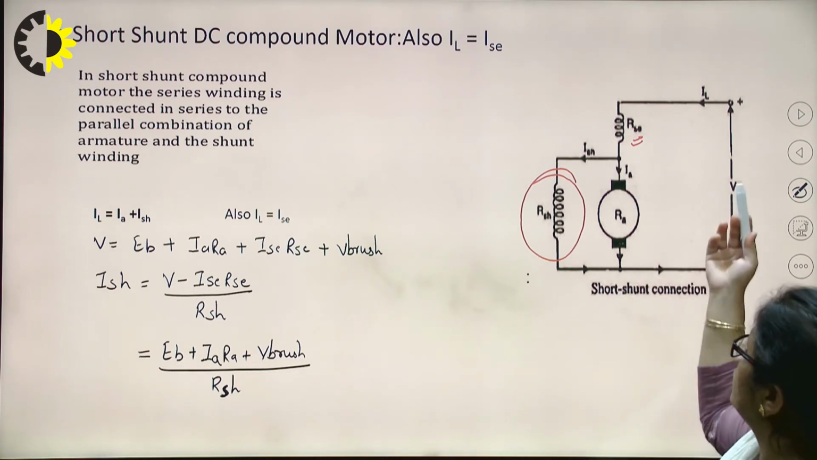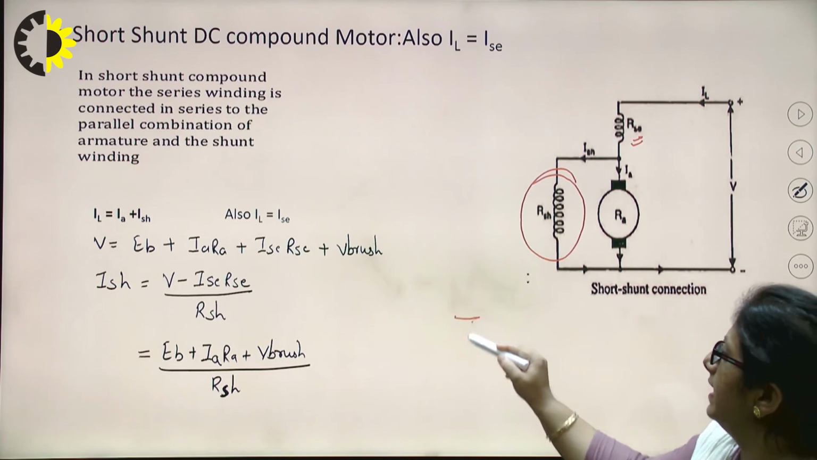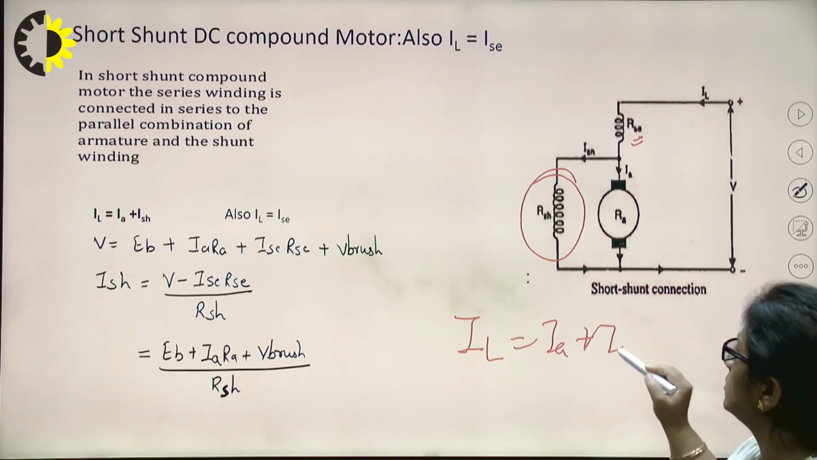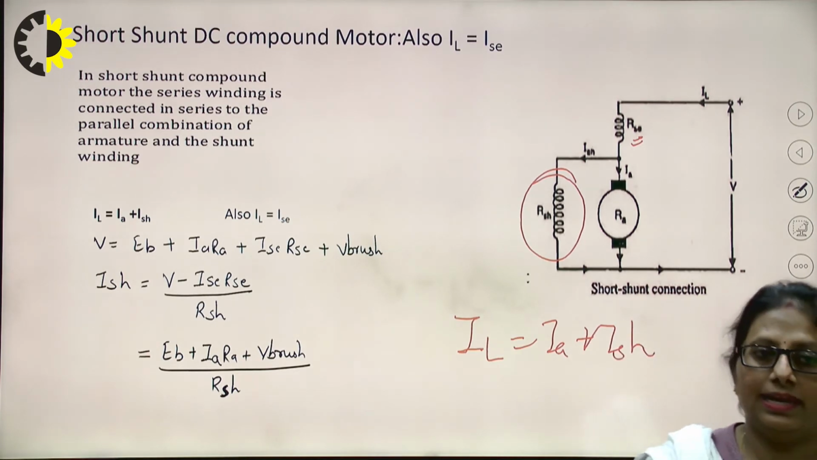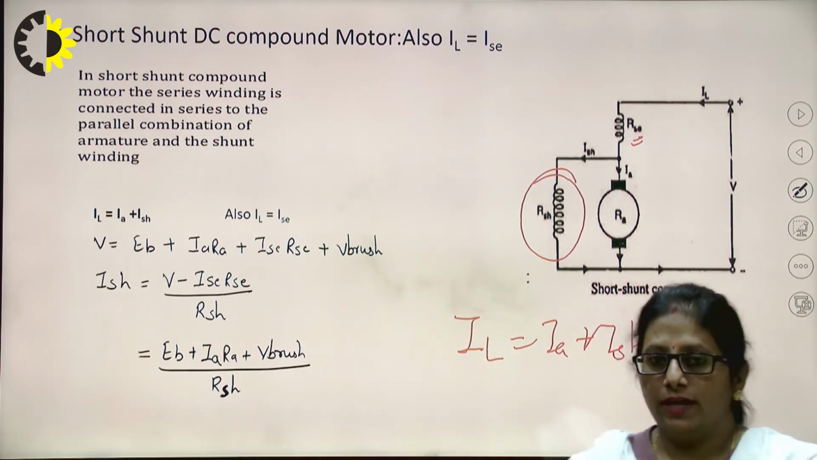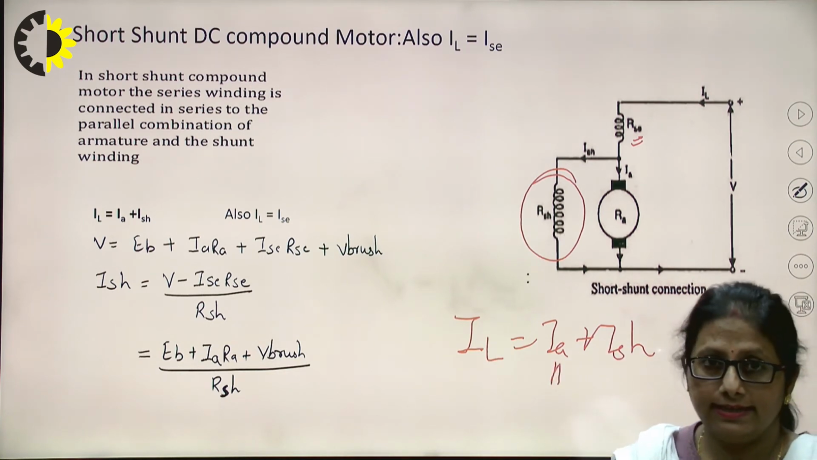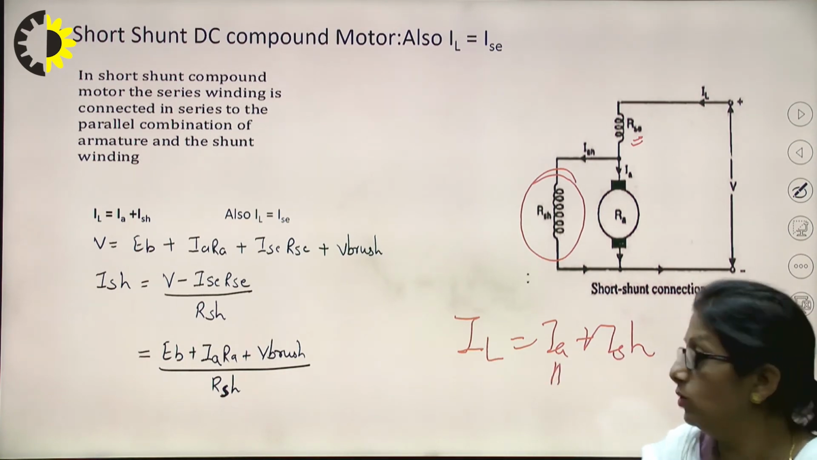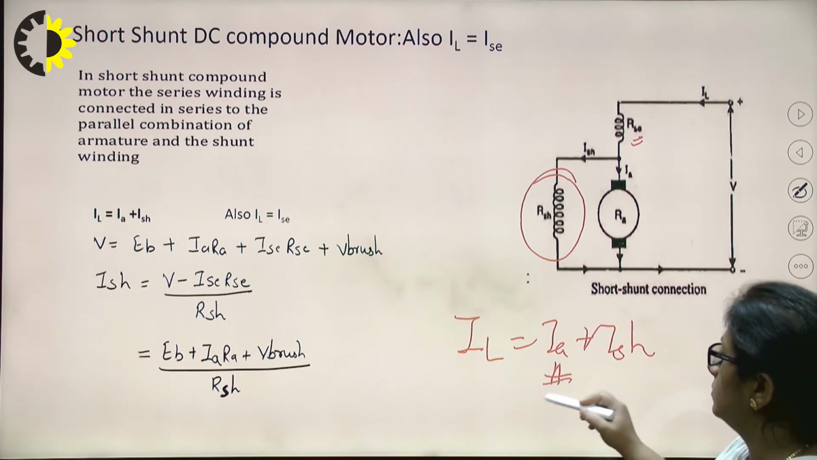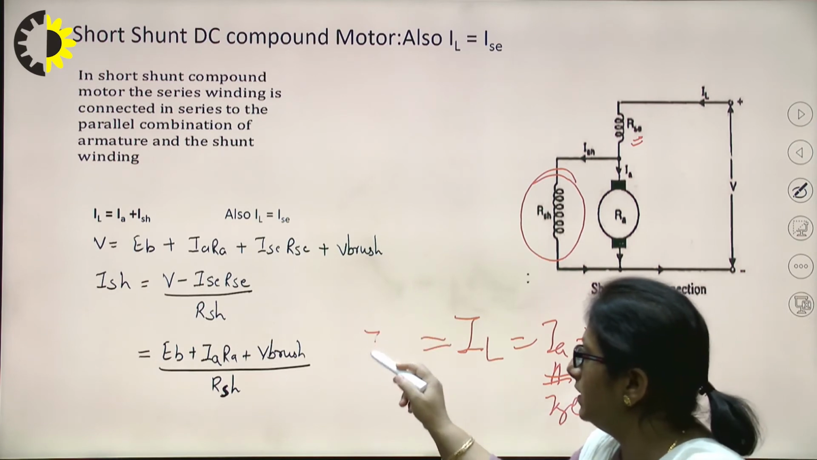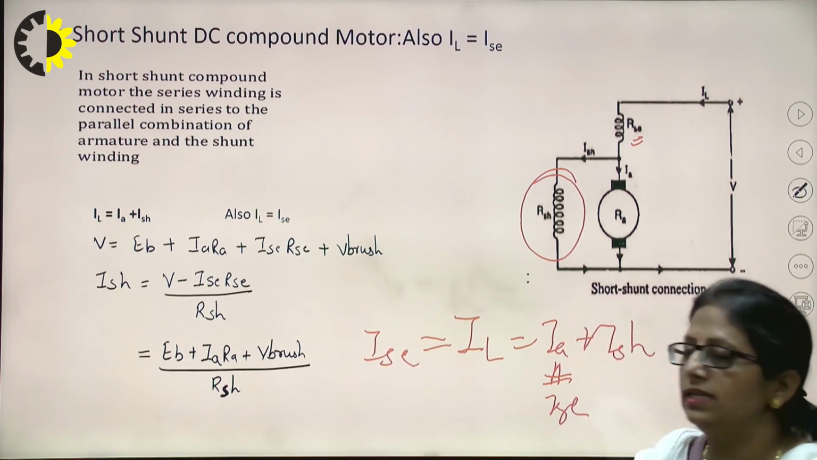Once again, the current relations, if broadly I say, the current relation is the same. IL is equal to IA plus ISH. But this time, likewise for a long shunt where IA is equal to ISC, can I now say that IA is equal to ISC? No, no. So now IA is not equal to ISC. Then IL is equal to ISC, right? My line current is equal to the series field winding current.